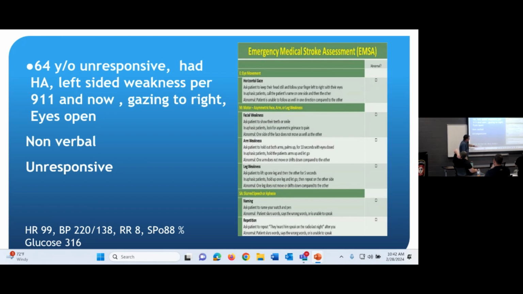Glucose is 316. Always get a glucose. If it reads low, you can fix the problem. If it reads high, you know the problem's probably electrolytes or DKA or something bad. Okay, everything in the middle, you just say roll tide.